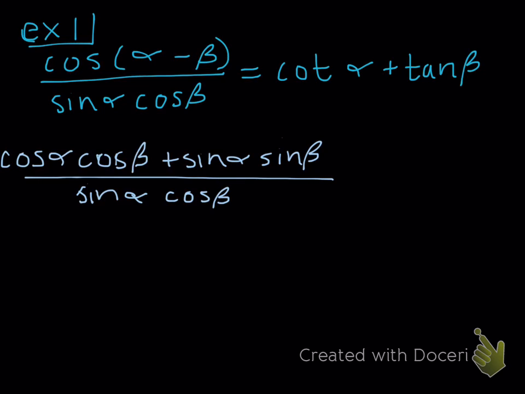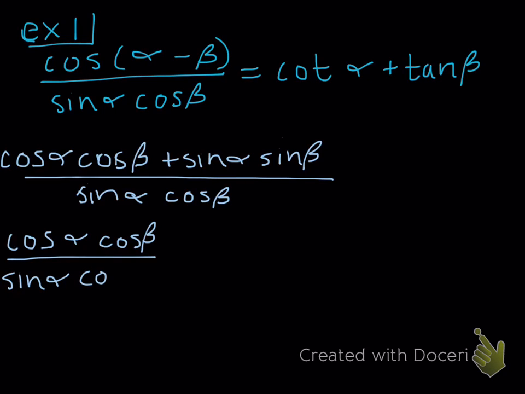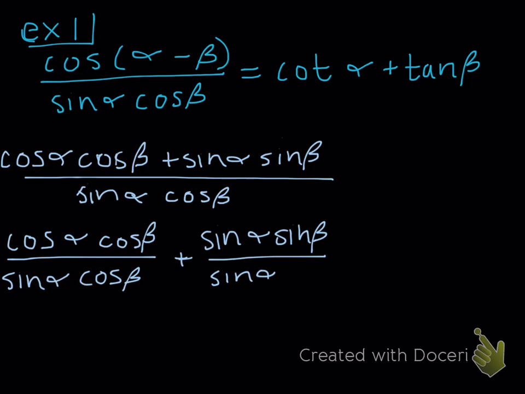And as far as strategy goes, notice I have one big fraction on the left-hand side, two separate fractions on the right-hand side. So I need to separate this into two fractions. So when I split it up, they both get the denominator. So I will have cosine of alpha cosine beta over sine alpha cosine beta plus sine alpha sine beta all over sine alpha cosine beta.